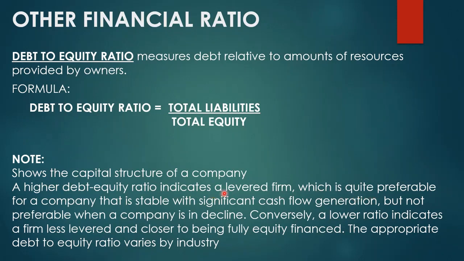Alam natin, ang levered firm, meaning, much of its assets is financed by debt. Much of its assets is financed by liability, which means that it has a greater risk as compared kung yung asset is financed by equity. Now, this is quite preferable daw for a company to be stable with significant cash flow generation. Meaning, kahit na levered firm siya, kahit na yung assets is financed by debt, okay lang, basta stable yung significant cash flow generation niya. Meaning, may capability yung company na bayaran yung liabilities niya.